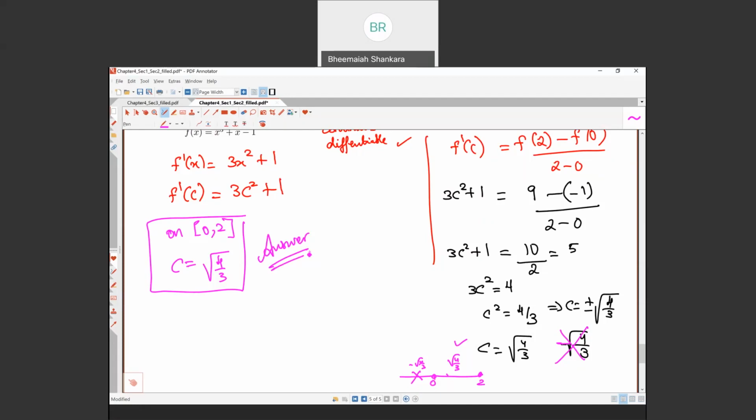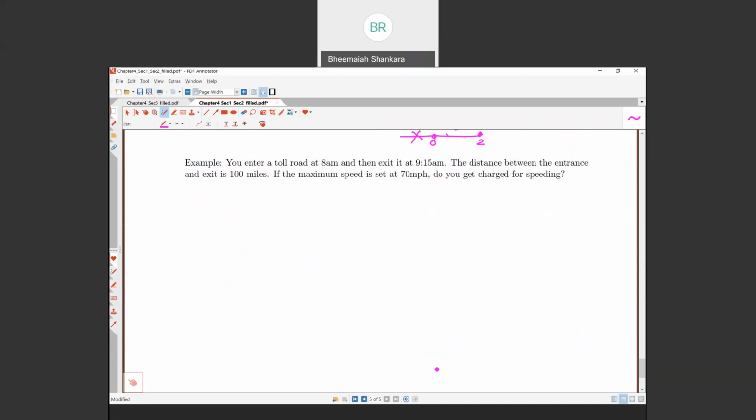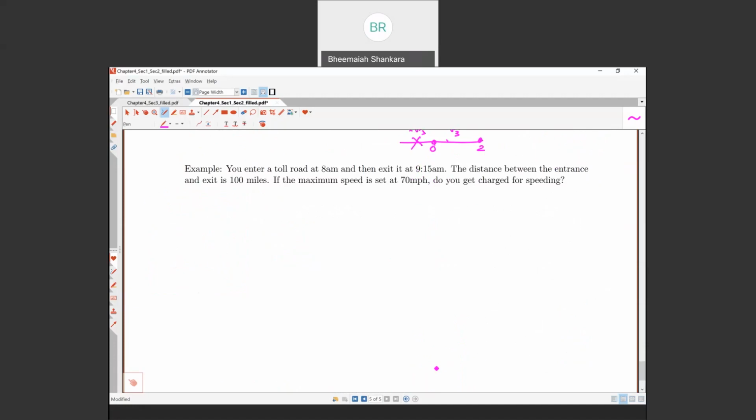In the next example, you enter a toll road at 8 a.m. and then you exit the road at 9:15 a.m. The distance between the entrance and the exit is 100 miles. If the maximum speed is set to 70 miles per hour, do you get charged for speeding? So let's use the theorems we learned in this section to answer this question.